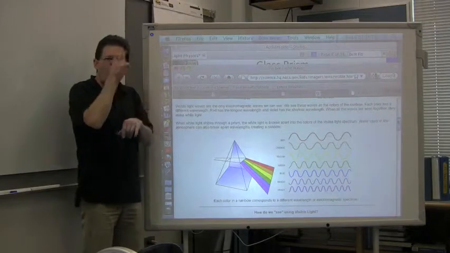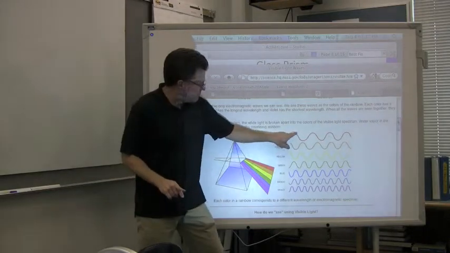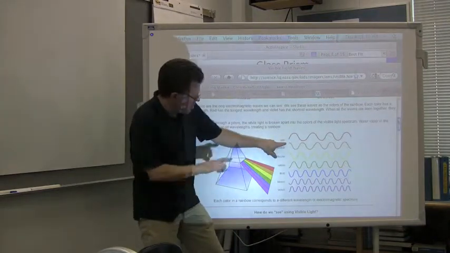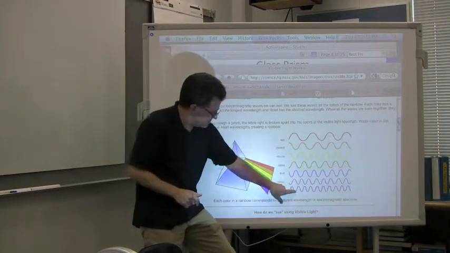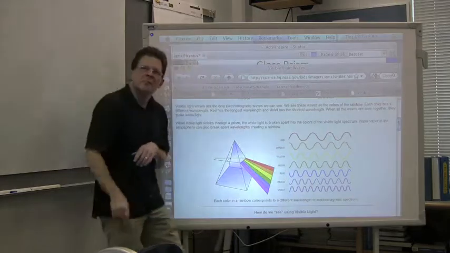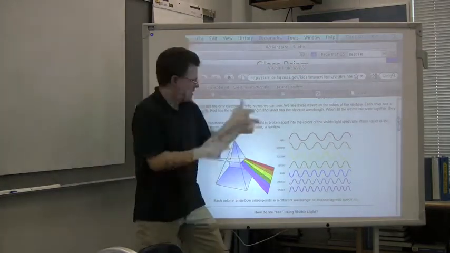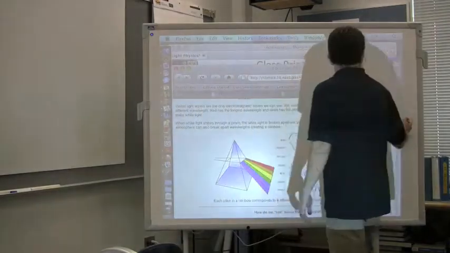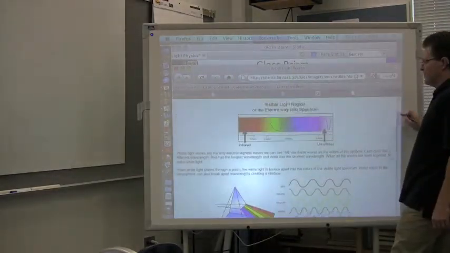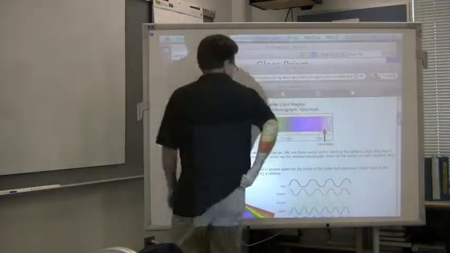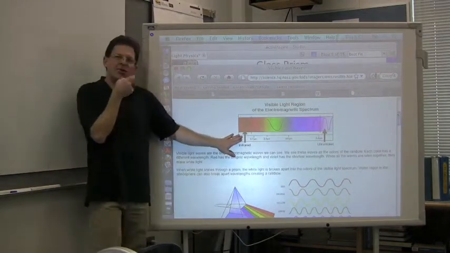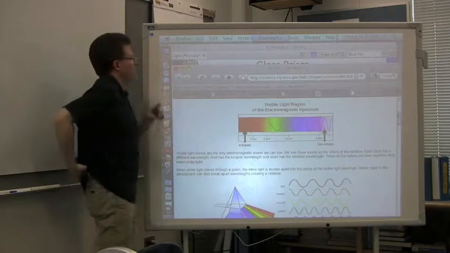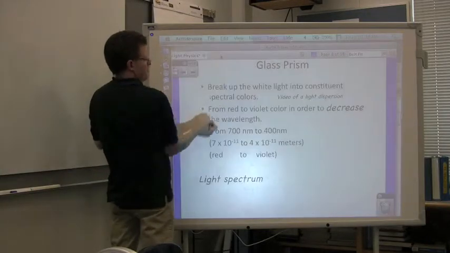You can see the different sizes of the wavelengths. It's a very slow wave with the red, getting all the way down to a faster wave with the violet. It has the different sizes. This is smaller, much larger with the red. And that's what the light, which you actually see, that spectrum. Just one moment.